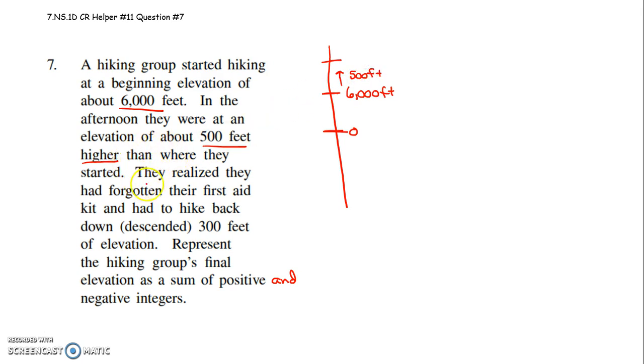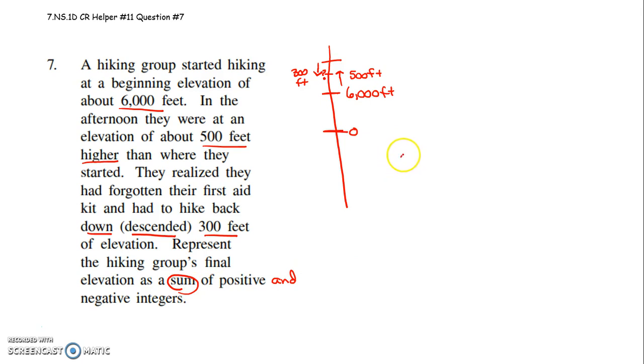And they get up there, and then they realize they had forgotten their first aid kit. So then they had to hike back down, or descend, 300 feet. So now from this point, they're like, oh gosh, we got to go back down 300 feet. And the question is, we're trying to figure out where they actually end up, their final elevation for that day. They want us to write it as the sum. Sum is the answer to an addition problem. So they want us to write it as the sum of positive and negative integers.